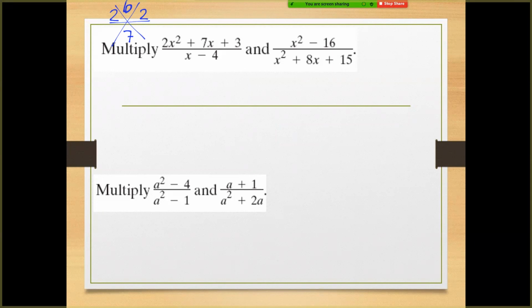So I'm looking for two numbers that multiply to give us 6 and add to give us 7. That would have to be 6 and 1. 2 and 6 reduced to 1 and 3. So that actually factors into x plus 3 times 2x plus 1.